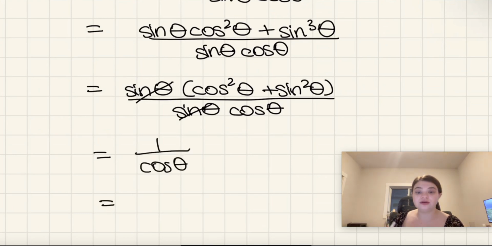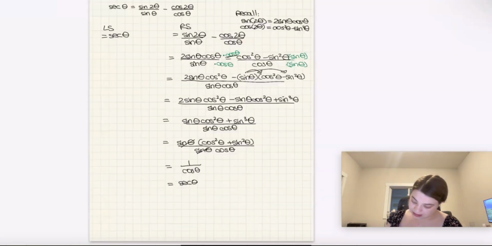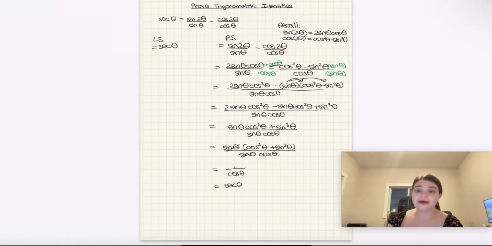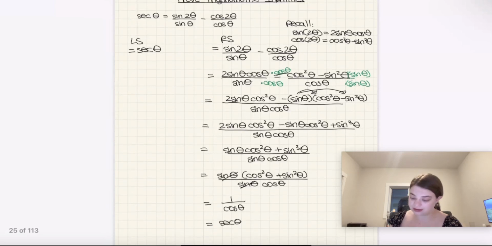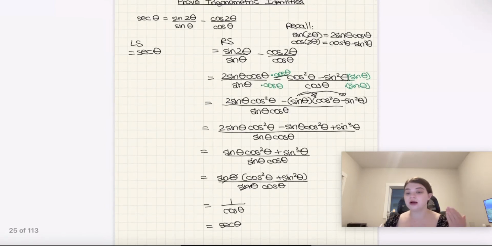And by definition, 1 over cos theta is equal to secant theta. And sure enough, if we zoom back out, that was what the left side was. And so we have done the problem correctly. If we get a different ratio other than secant theta, then we'd have to check our work and go back, because that would mean either we've done it incorrectly or the question was based on a false premise.